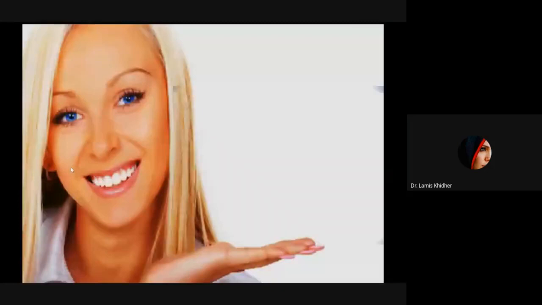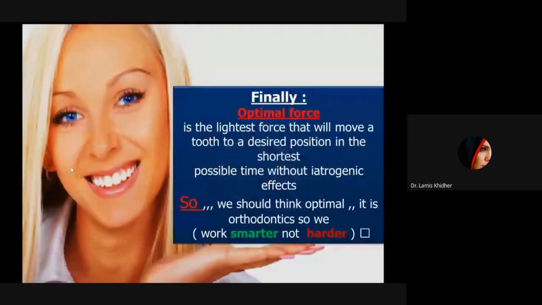The important thing now, finally, is what I mean by optimal force. This is the force I'm talking about, which differs from one type of tooth movement to another. What I mean by it is the lightest force that will move a tooth to its desired position in a shorter time without any iatrogenic effects. So this is important for us as orthodontists; keep it in your mind. The important thing for us as orthodontists is to work smarter, not harder.